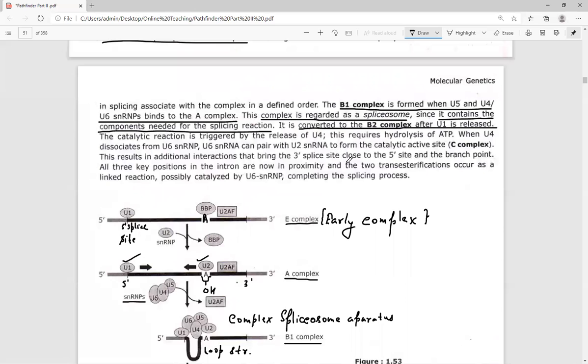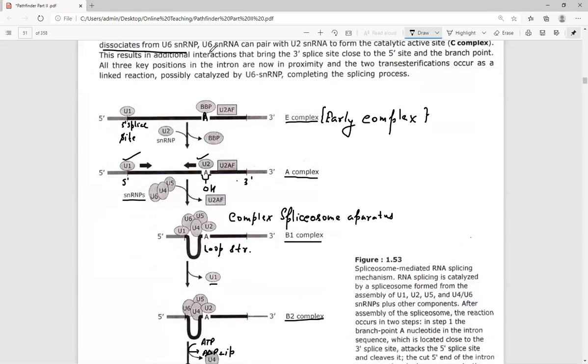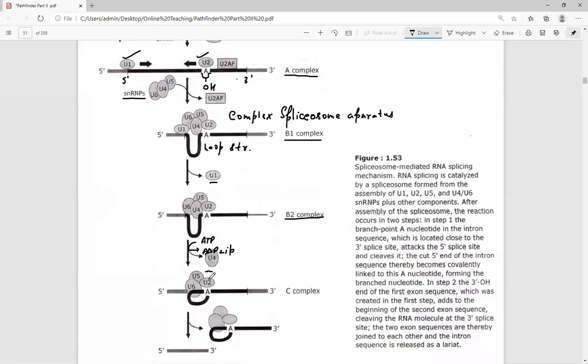Next, the U4 dissociates from U6 snRNP. Once U4 dissociates from the U6 snRNP, this will allow the U6 snRNP to base pair with the U2 snRNP. The U6 snRNP will mediate the first attack of the branch point adenine. Okay, this would be the first attack mediated by U6.